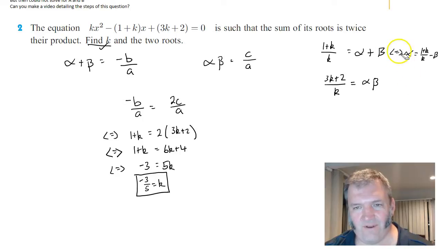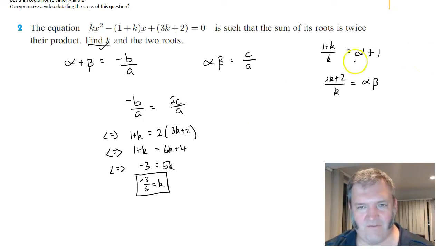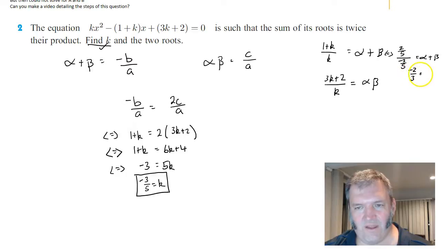So before I even rearrange that, I've got 1 plus k divided by k equals alpha plus beta. So that's equivalent to, if k is equal to negative 3/5, I've got 1 minus 3/5 is 2/5 divided by negative 3/5, and that's equal to alpha plus beta. Now, when I sort that out, that's just negative 2/3 equals alpha plus beta.